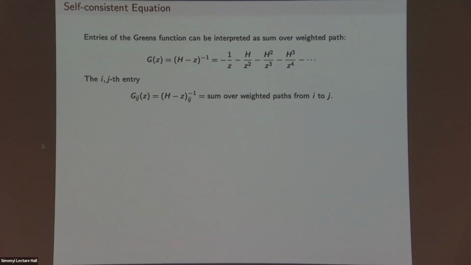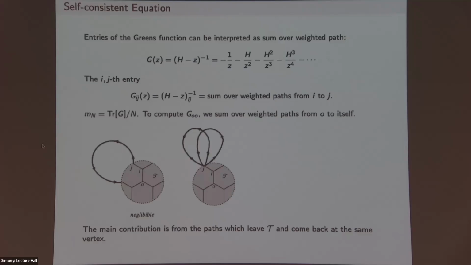Now back to the Green's function. One way to interpret the Green's function is as a sum of weighted paths from vertex i to vertex j. You just do this Taylor expansion. Look at, for example, H to the power 3, and look at the ij entry. Essentially it is the number of paths from i to j of length 3. And you just put extra weights depending on 1/z. You can think of the Green's function's ij entry as a weighted sum of paths from vertex i to j.